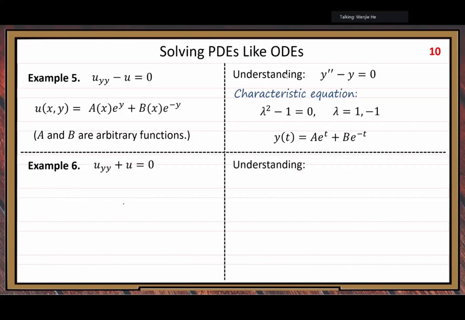Then the same method. We solve y double prime plus y equals 0. Second order ODE. Then we need to solve the corresponding characteristic equation. Lambda squared plus 1 equals 0. It has two roots, i and negative i. Because this time the solution is not real numbers, we need to use imaginary numbers, i and negative i.